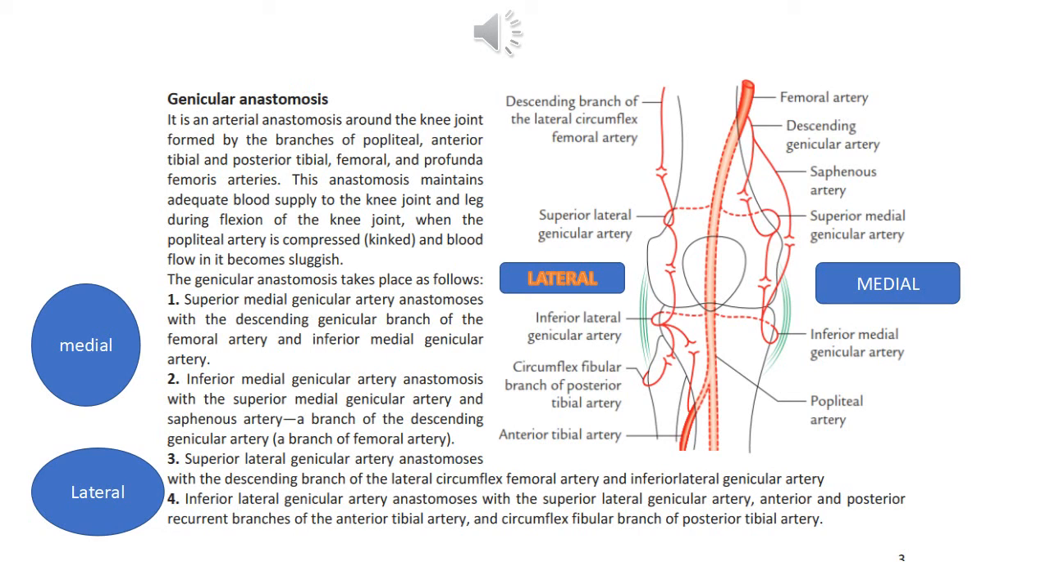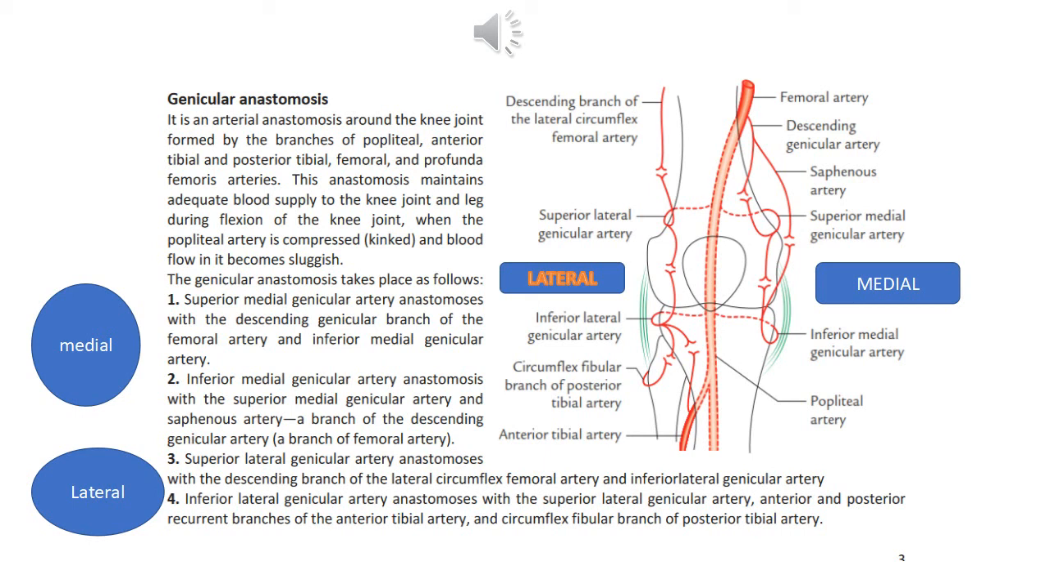If we go into a little more detail of this anastomosis, we can specifically say that the genicular anastomosis takes place as follows. If you see the diagram, you can see that the superior medial genicular artery anastomoses with the descending genicular artery and also with the inferior medial genicular artery. If you observe the diagram, the superior medial genicular artery is anastomosing with the descending genicular artery above, and it is also anastomosing with the inferior medial genicular artery.